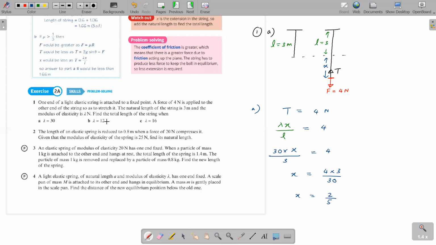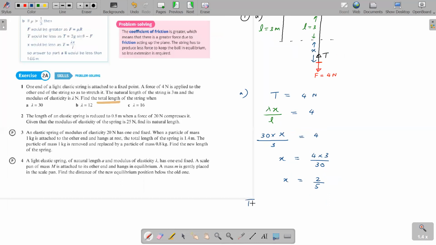So now the question is what? The question says to find the total length of the string. So what's the total length? If you look at it, is it only the natural length or only the extension? What is the total length of the string? The total length of the string is the natural length plus the extension. So total length of string is natural length plus the extension. Natural length is 3, extension is 2 over 5. How much is it? 17 over 5 meters.